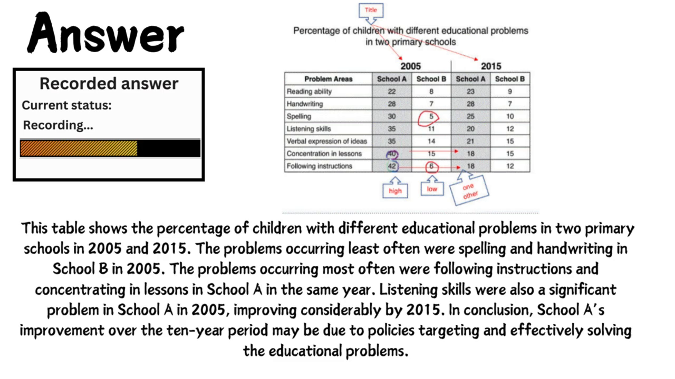Listening skills were also a significant problem in School A in 2005, improving considerably by 2015. In conclusion, School A's improvement over the 10-year period may be due to policies targeting and effectively solving the educational problems.